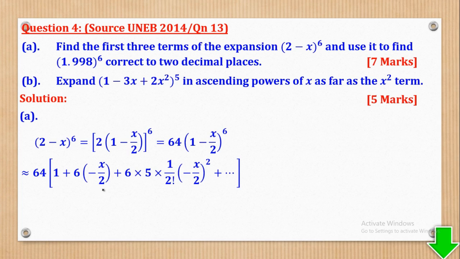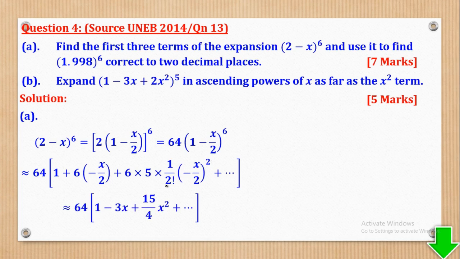What about the third term? Third term, I'll get this power here. Then this power minus 1 gives me 5, so I'm multiplied by 5. But remember we said you have to divide by 2 factorial. So divide by 2 factorial, which is there. And because this is 2 factorial, then the other term will be raised to the power 2. Now they said the first three terms. So this is first term, second term, third term. So you stop there and just put the dash, dash, dash, to show that the expansion was still continuing.